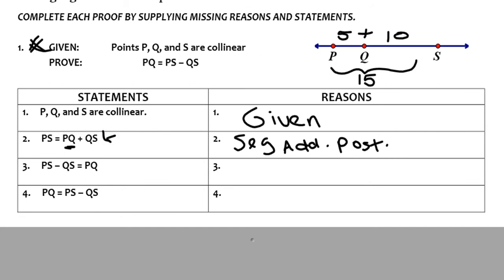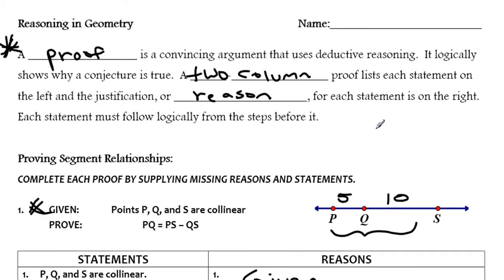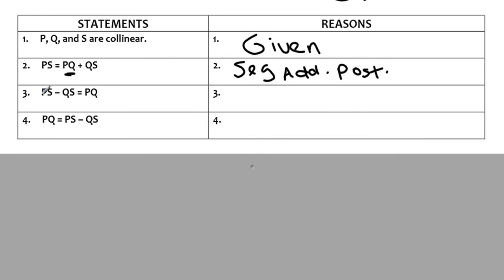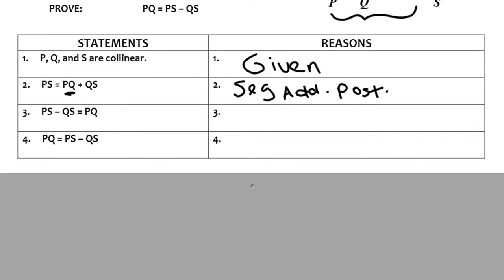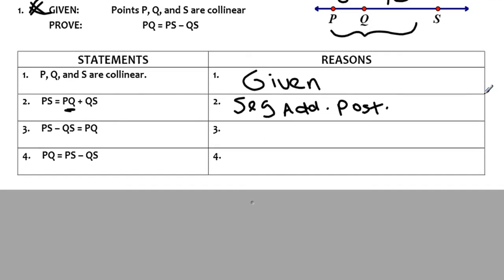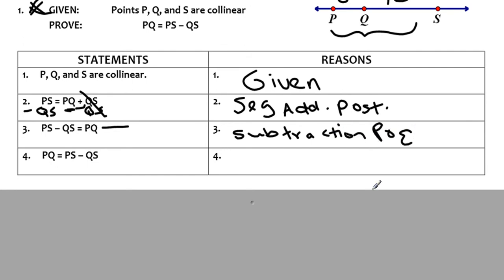Okay, so now I have PS minus QS is equal to PQ. Well, what they've done here is they've mixed in one of our algebraic properties. They're subtracting QS from both sides. So the QS goes away on this side, and the PS minus the QS stays as it is on this side. So all we've done is we've subtracted. Remember, that's your property of equality.